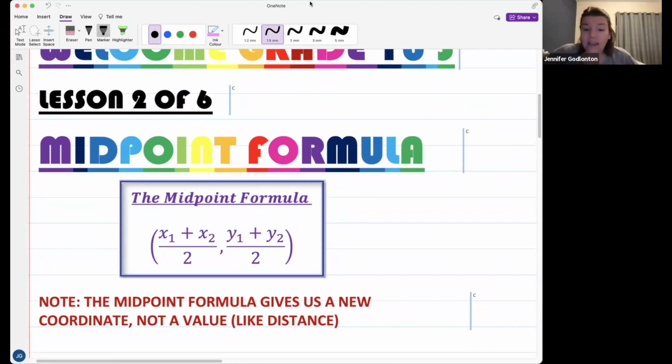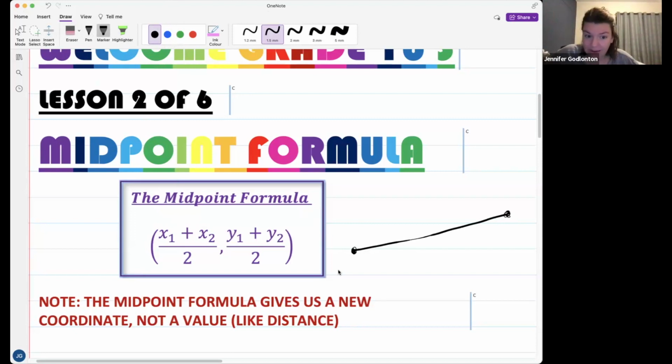Okay. So the midpoint formula looks like this, and it looks super scary, but it is not scary at all. Be careful that when we're looking at distance, like we just did now, we're looking for a value because we're looking for the length of a line. When we're looking at the midpoint formula, we're looking for coordinates. Okay, so I'm going to say that this is point A. No, that is not point A.